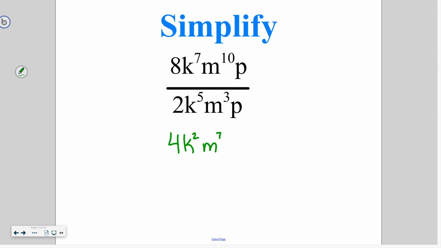And then this last part, I've got p to the 1st divided by p to the 1st. Remember, you can add in those exponents when they don't exist. And 1 minus 1 gives us 0, so that is eliminated from our problem. And our final answer is 4k to the 2nd, m to the 7th.